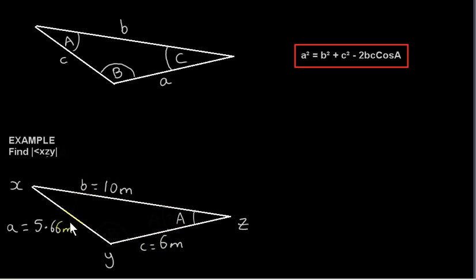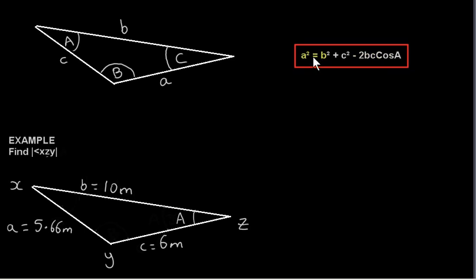Now if you try to use the sine rule to solve this triangle, you won't get anywhere. You could write down a over sine A equals b over sine B, where B is this angle here, but you don't know angle B. Or you could say a over sine A equals c over sine C, but you don't know angle C either, so you don't have enough information to use the sine rule.